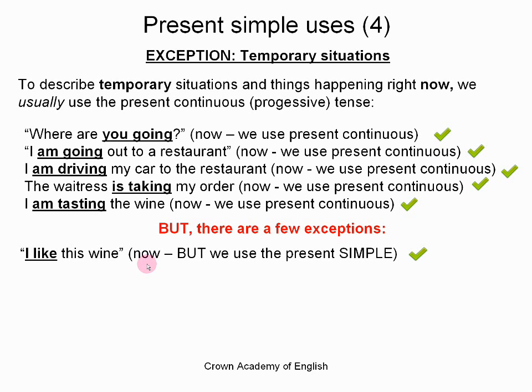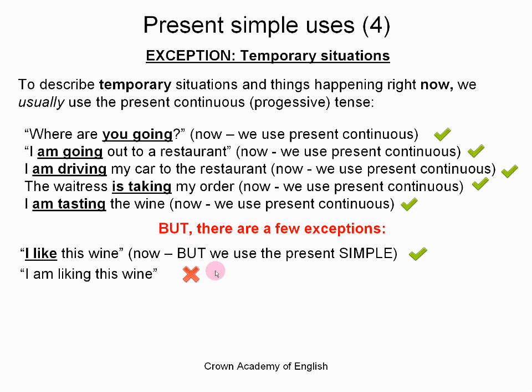And so normally you would think, well, we would use the present continuous because it's temporary. But no, this is one of the exceptions. So a verb like to like, we use the present simple. Okay, we do not say, I am liking this wine. Oh, yes, okay, it's happening now. It's a temporary situation. But that is wrong. That is grammatically wrong.